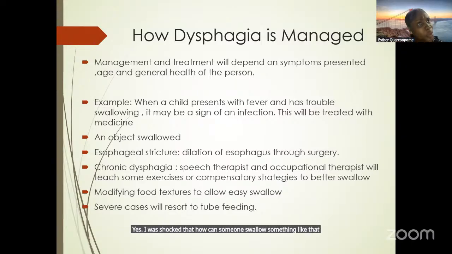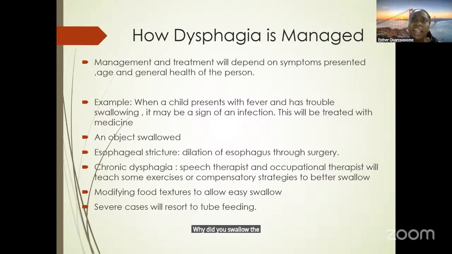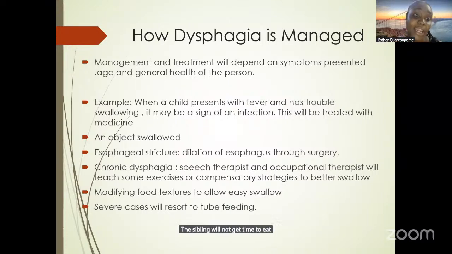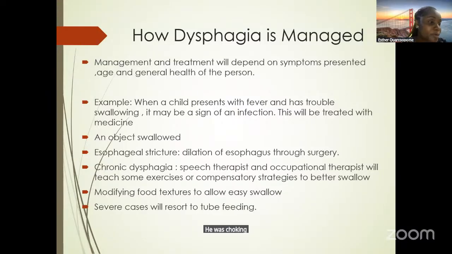And then there was a child who swallowed meat. Why did you swallow the meat? The other sibling wanted the meat, so he swallowed it fast enough so that the sibling would not get some to eat. And then he ended up in the hospital. He was choking.